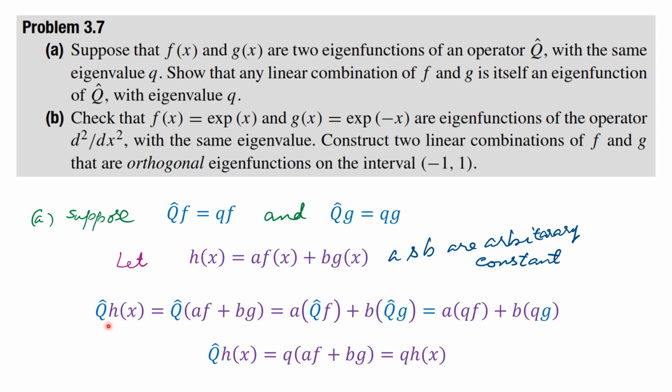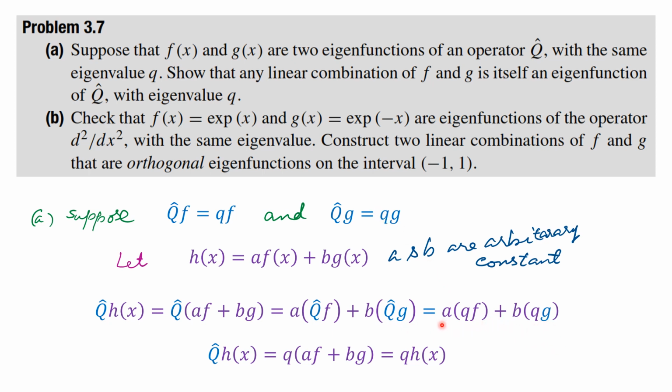Now, let us say that the operator Q acts on h. Then it is equal to Q operating on this af plus bg. Now, Q naturally is a linear operator. We can write this as: a is a constant, you take it in front, then this becomes Q acting on f. Similarly, for the second term, b you take out, and this will be Q acting on g. By definition, Qf is equal to small q f, and Qg is small q g.